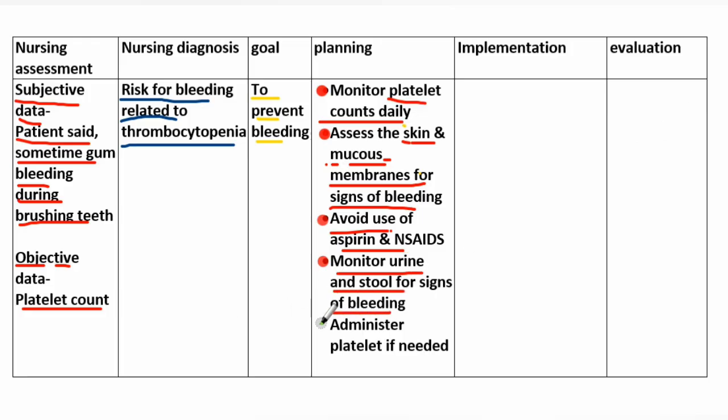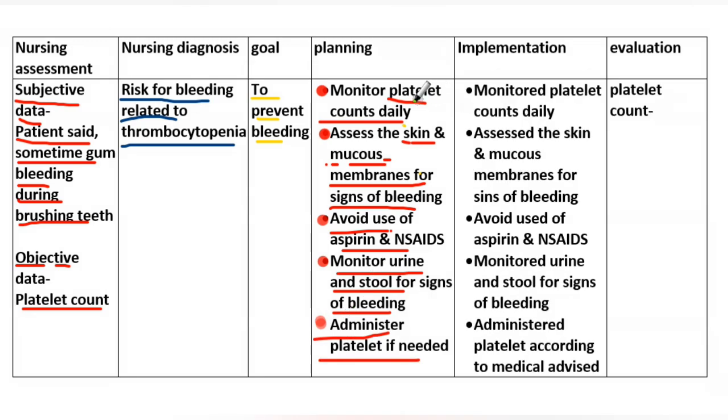Administer platelets if needed. Implementation: monitored platelet count daily. Assessed the skin and mucous membranes for signs of bleeding. Monitored urine and stools for signs of bleeding. Administered platelets. Evaluation: platelet count.